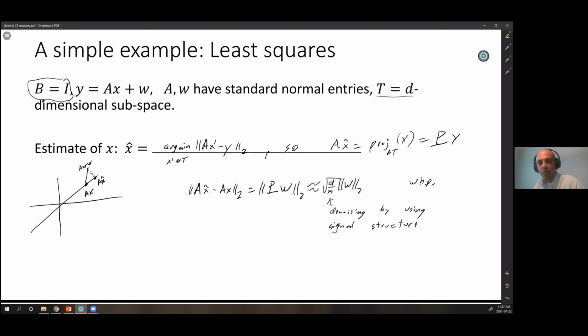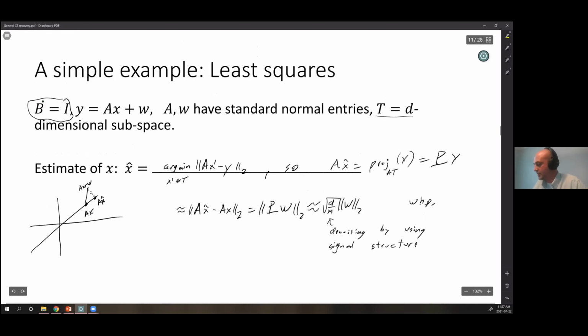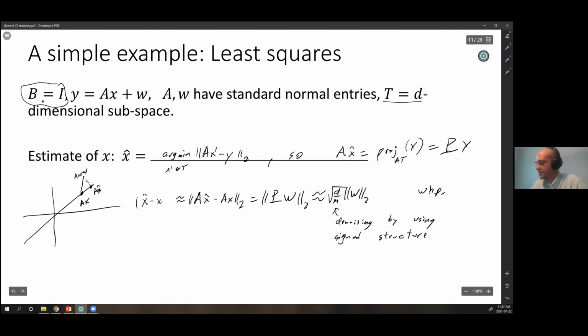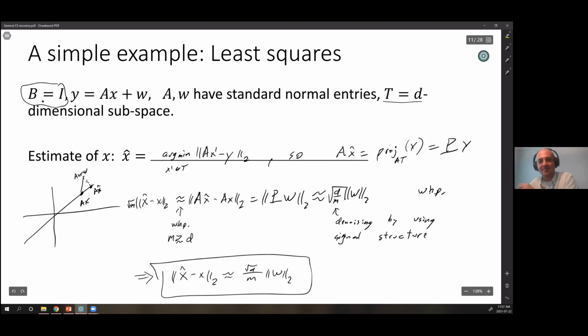And the left-hand side, A x hat minus AX, this will be roughly, for a Gaussian matrix, the 2 norm of x hat minus x, but multiplied by root m. This is with high probability, assuming that you have enough measurements, so m is bigger than d. And putting this together, the 2 norm of x hat minus x is going to be roughly root d over m times the norm of the noise. All right, so take that as your intuition and let's see if we can extend it much more widely.